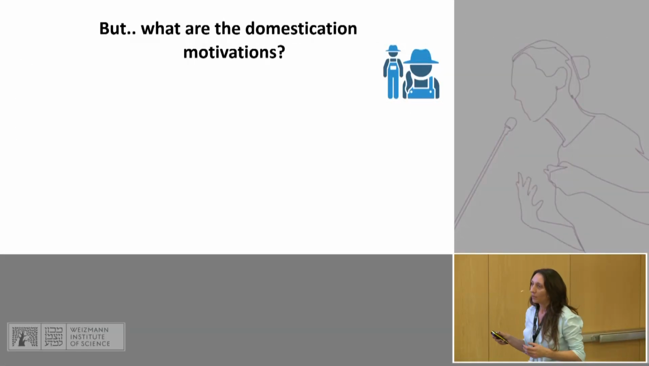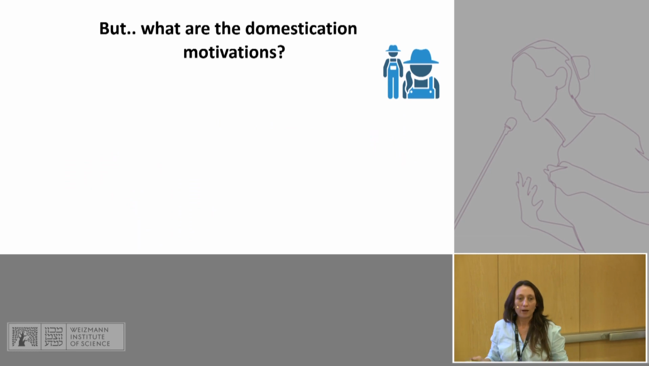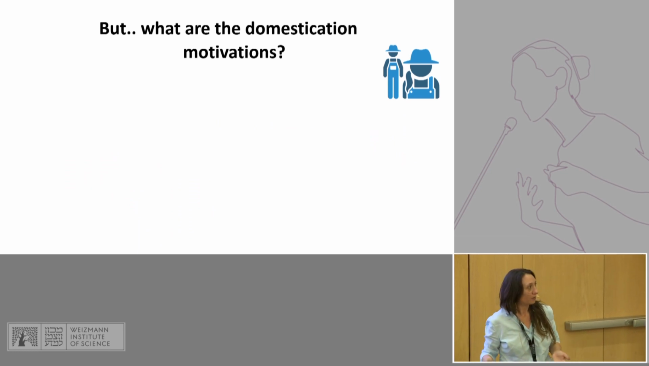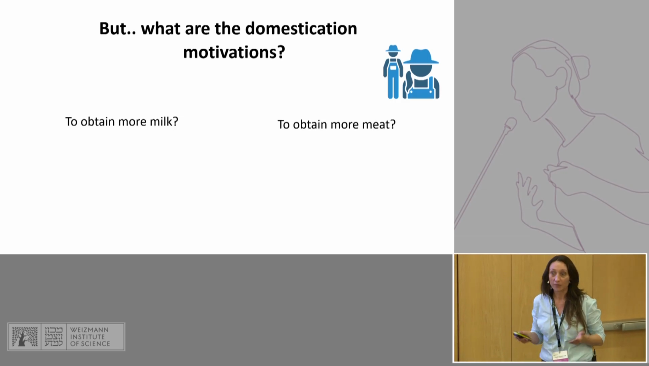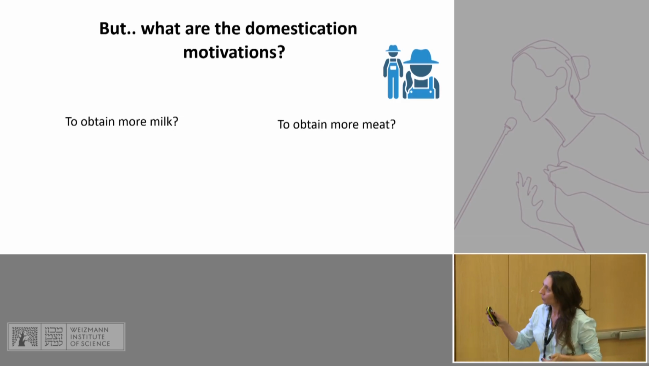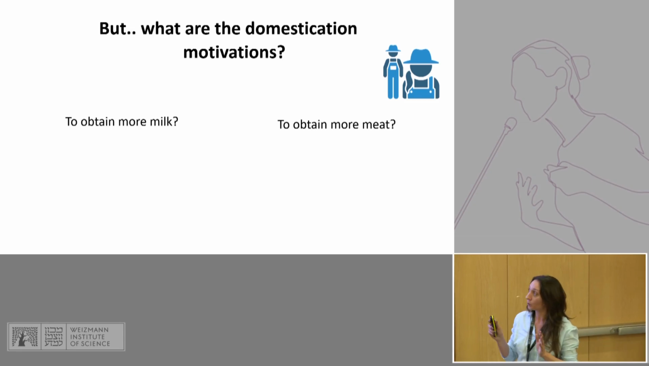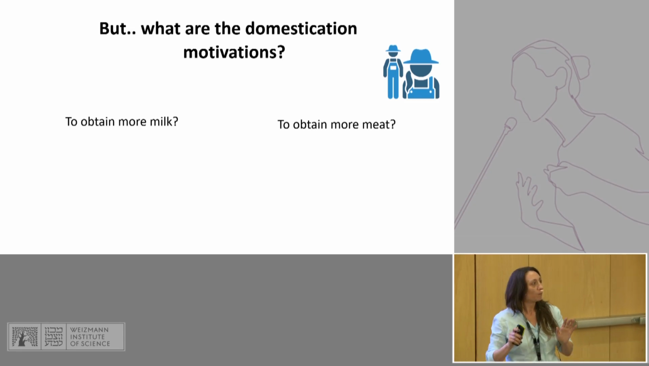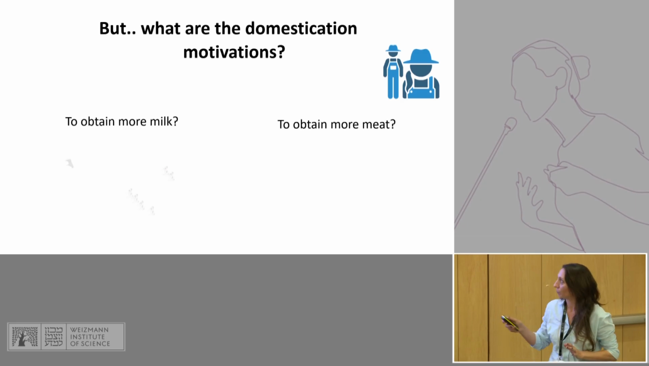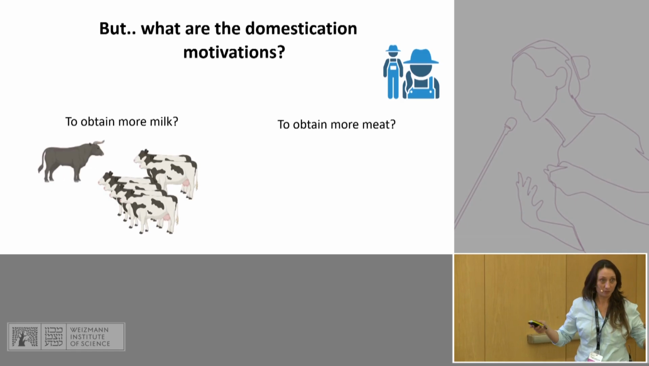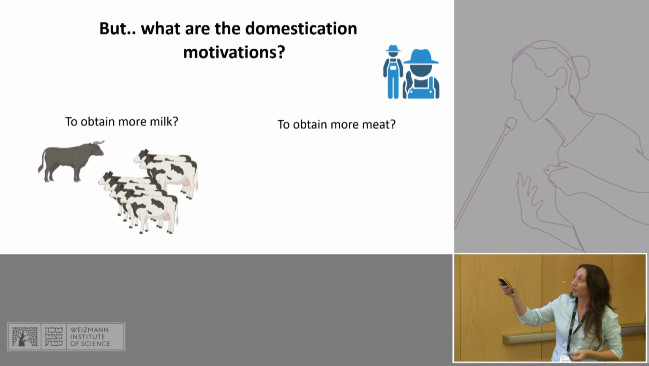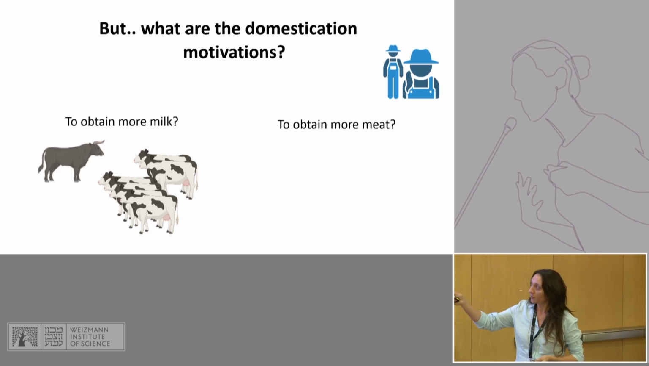But we can learn more about it. We can understand also the motivation, why this process started, as to obtain more milk, or to obtain more meat. That's the big question, okay? Because for each of them, I'm going to expect very different mortality patterns. For example, for milk, as I said before, I'm going to expect in the adult remains a majority of females and a very small number of males.